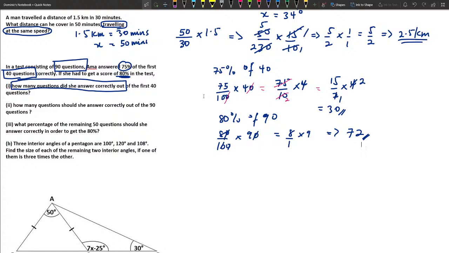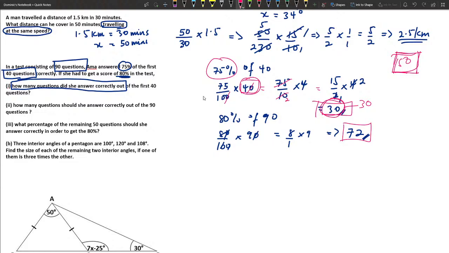So the issue now is that to get the 80%, Amma should be able to answer 72 of the questions correctly. Out of the first 40, she was able to answer 30 correctly. So it means it's left with 50. Out of the 50, how many questions should Amma answer correctly in order to get the 80%? Amma answered 75% of the 40 questions correctly, and that gave us 30 questions.